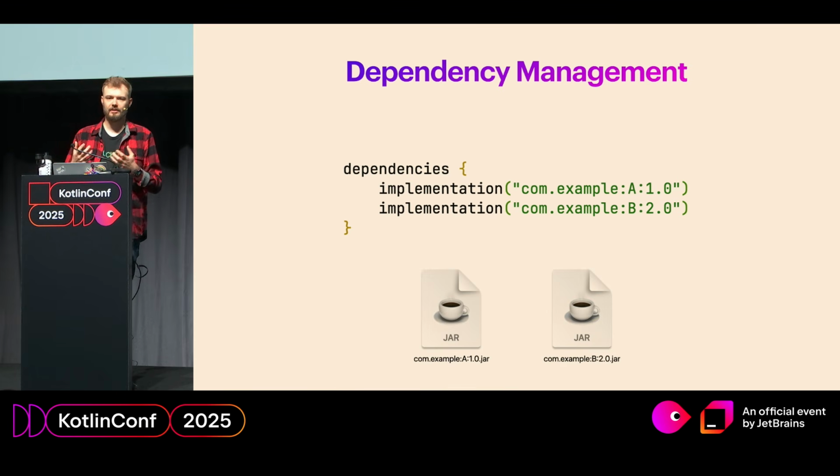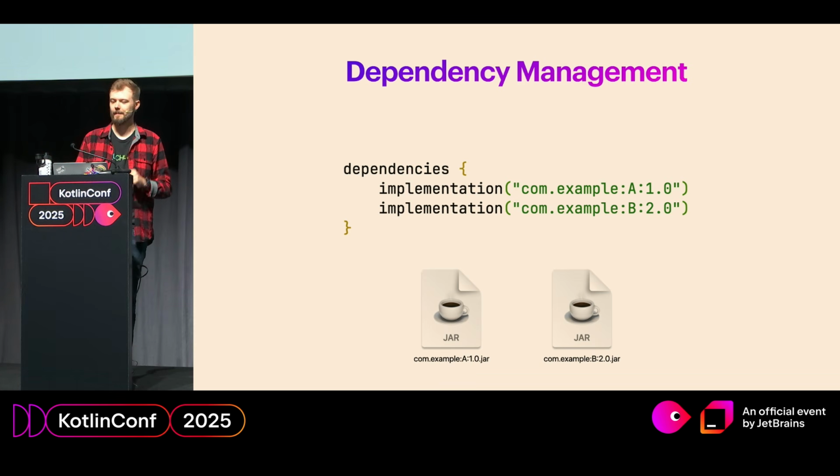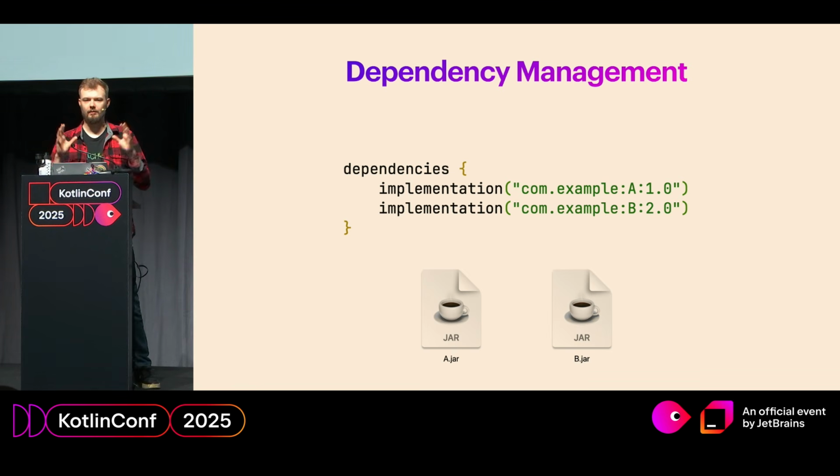So as I mentioned, those are just two jar files, right? They don't have any transitive dependencies here. If they had, it would be way more files. And for our example here, we don't really care about the group or the version, so I'm going to simplify the name to just A.jar and B.jar.